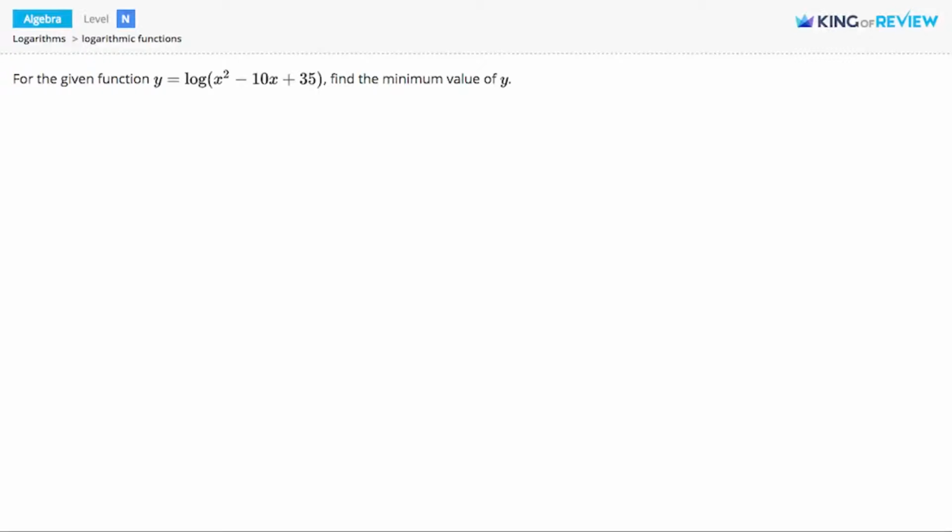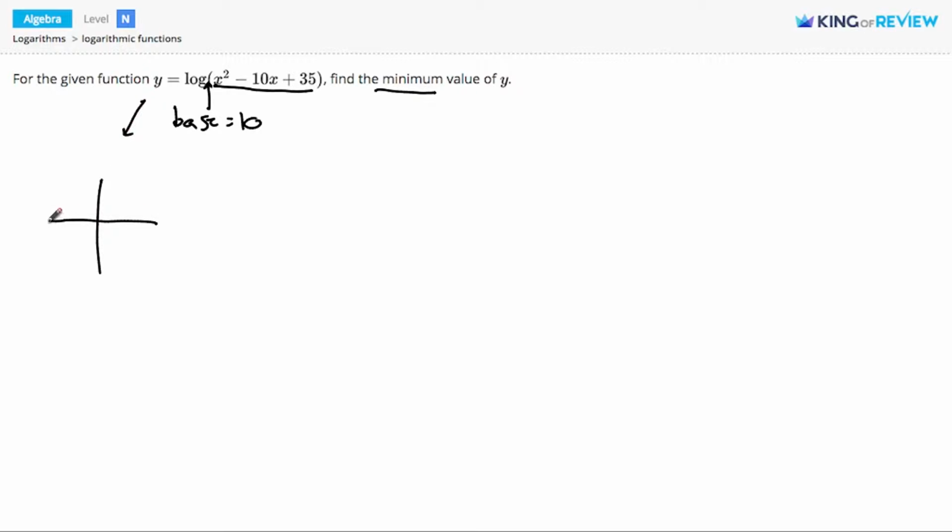So here we have a function y, which is a log function, and they don't put the base in there, which means the base of our log is assumed to be 10. It has a polynomial, x squared minus 10x plus 35, inside the log, and we need to find the minimum value of y. Well, let's think about what the y function looks like.